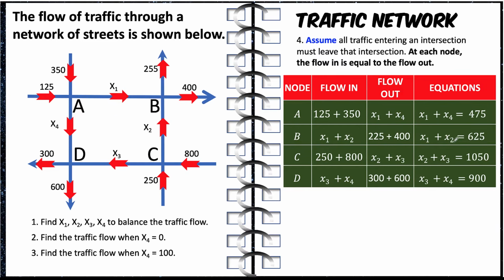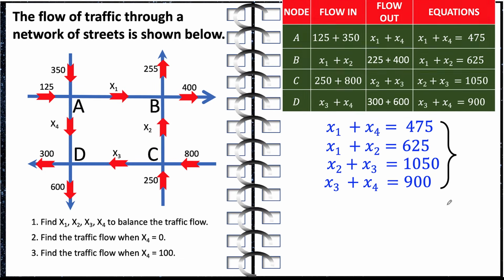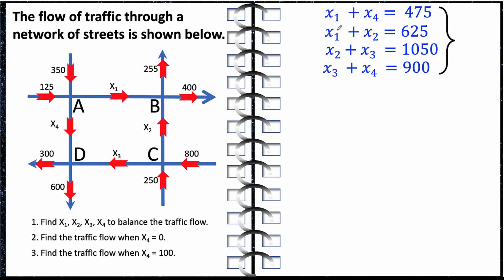We now have here 4 equations in 4 unknowns, and these are the 4 equations, one corresponding to each of the 4 nodes. And this is the system of equations that we are going to solve in order to find the values of x1, x2, x3, and x4.